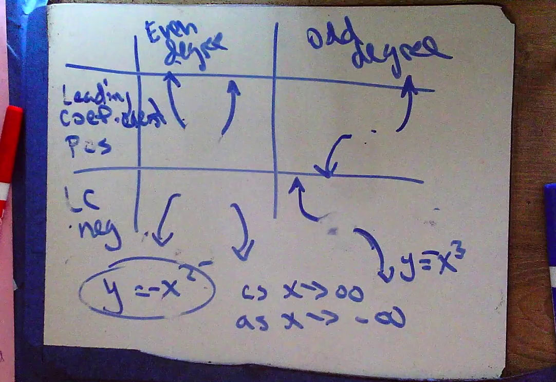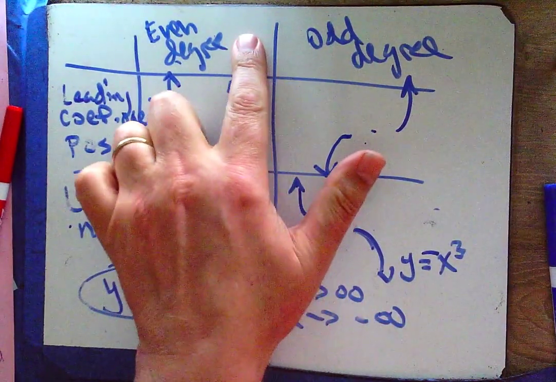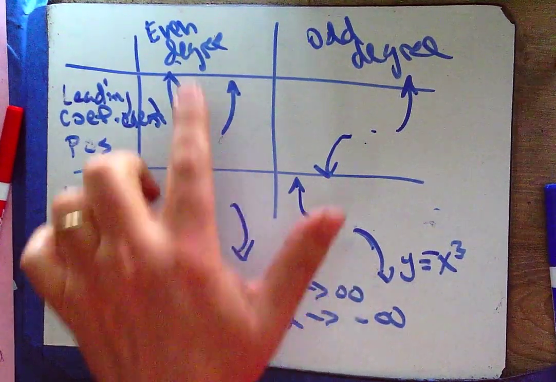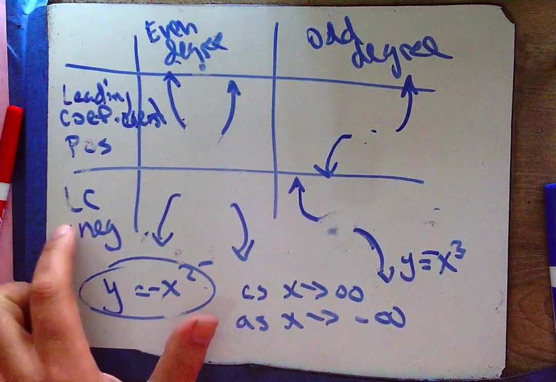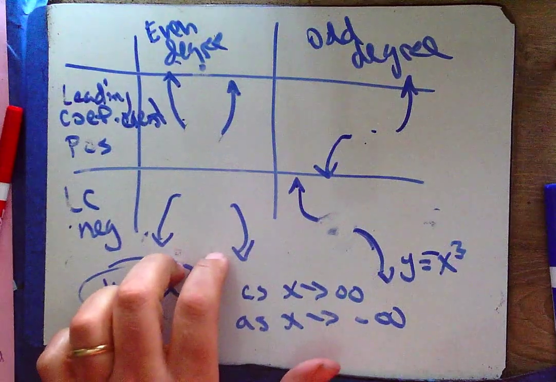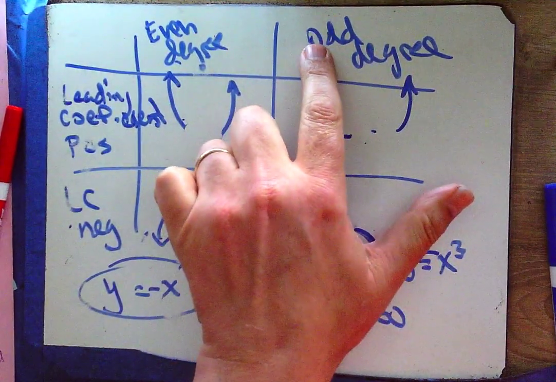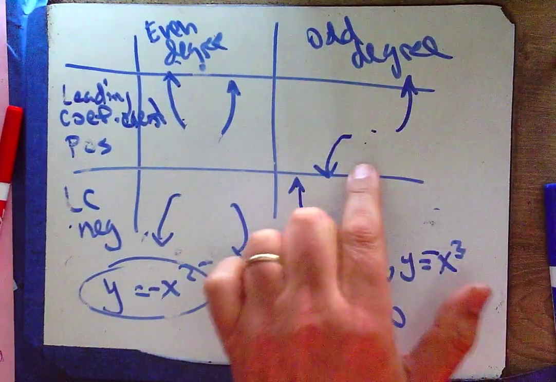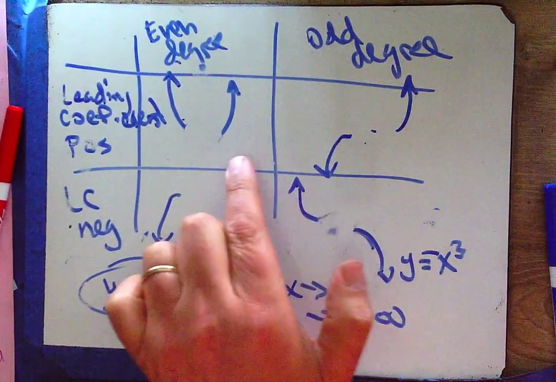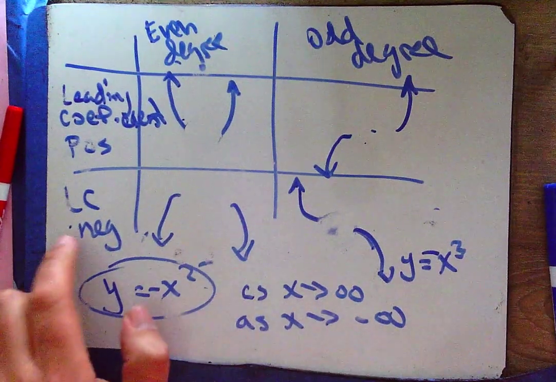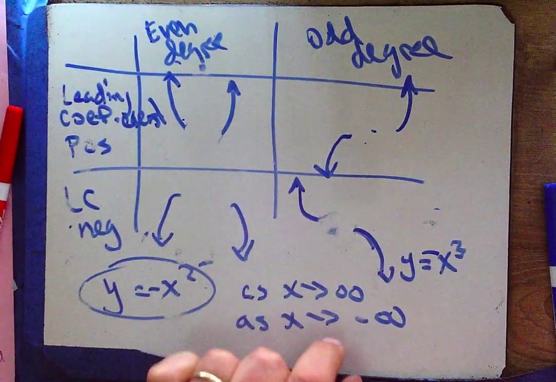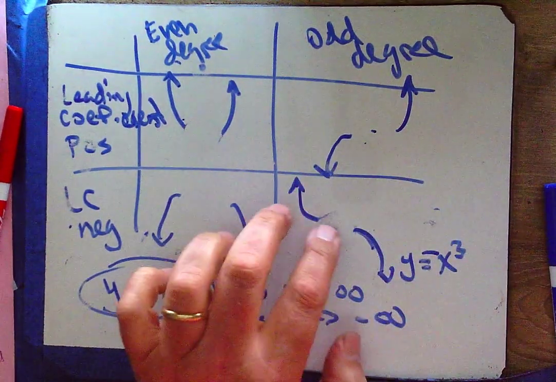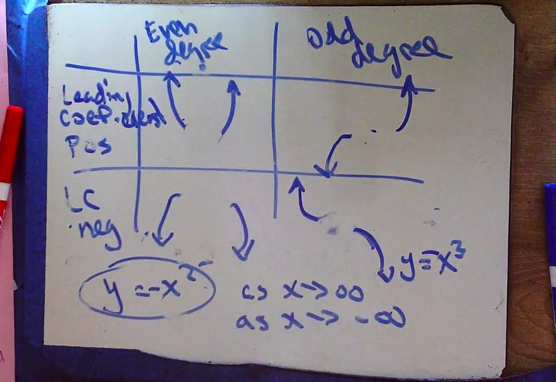Okay? So we've got these 4 choices. Even degree, like y equals x squared, with a positive out in front, both ends go up. Even degree with a negative out front, that means both ends are going to go down. If we have an odd degree polynomial with a positive in the front, we go up as x heads towards infinity and down as x heads towards negative infinity. But if we've got a negative in front of that odd degree polynomial like this, that multiplies all these by -1, and so our graph is flipped. Okay?